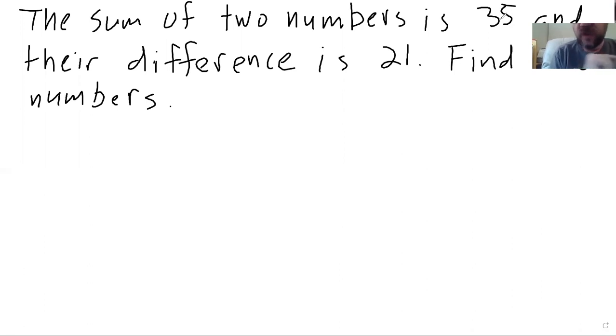Okay, so I've got two numbers here. I know they add up to 35, and that when I subtract the smaller one from the bigger one, I get positive 21. So what I want to do is start off by defining my variables. The way I'm going to define my variables is I'm going to look for things I don't know and name them essentially. So, sum of two numbers is 35, their difference is 21.